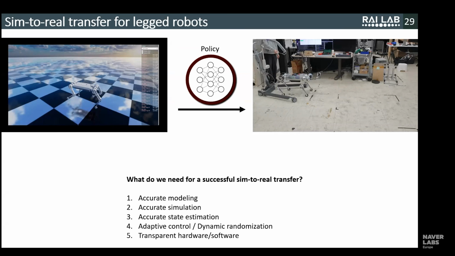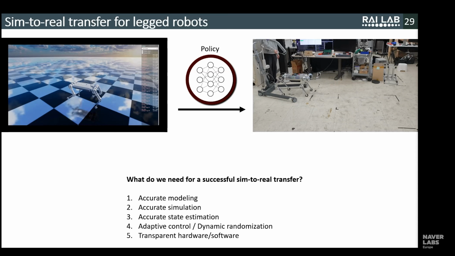Thanks so much. Fascinating talk. And actually, we are using RaiSim at Naver Labs Europe for our research with the mini cheetah. Certainly the fastest and most accurate simulator on the market today. So thanks again for your great work on that. So we have a bunch of questions.